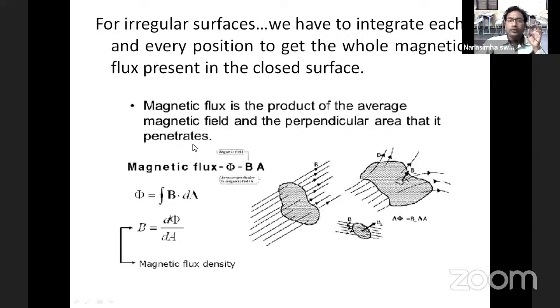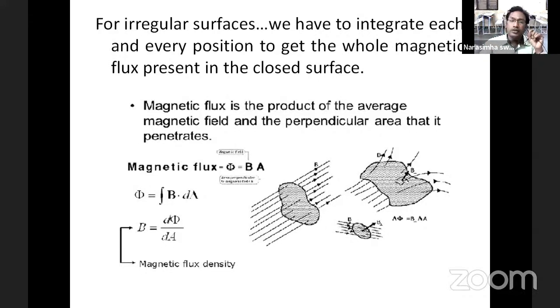Understood this point? So the magnetic flux is the product of average magnetic field. Why average? Because either the magnetic field is not uniform or the surface is not perfect, meaning it is an irregular shape. So what we have to do is identify small, perfectly shaped surface areas, called dA. A is the area. For a small surface area, we indicate that as dA.